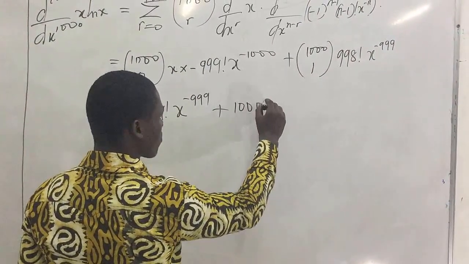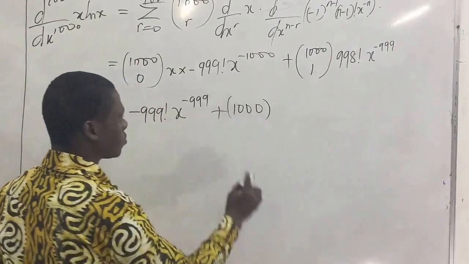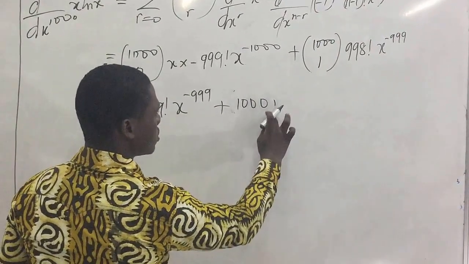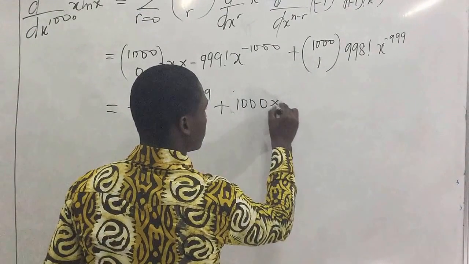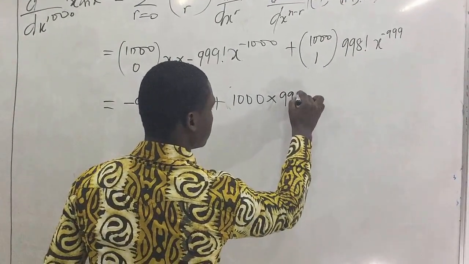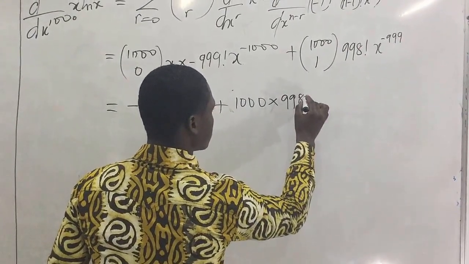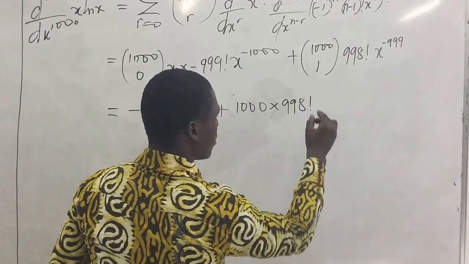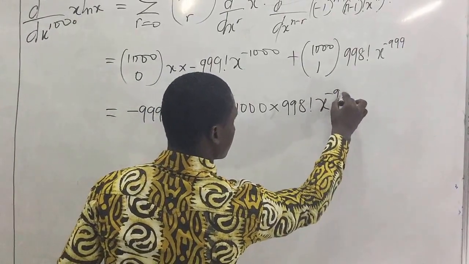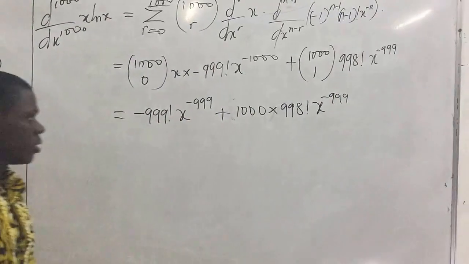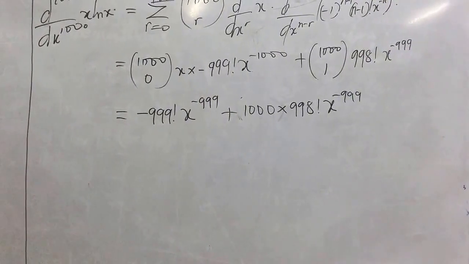Alright, so that 1000 is multiplying 998 factorial x to the power 999. Let's see whether we have some common factors.